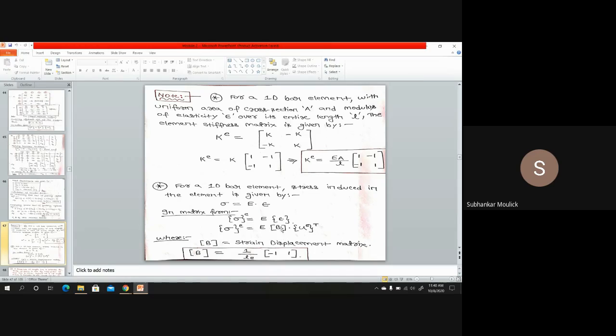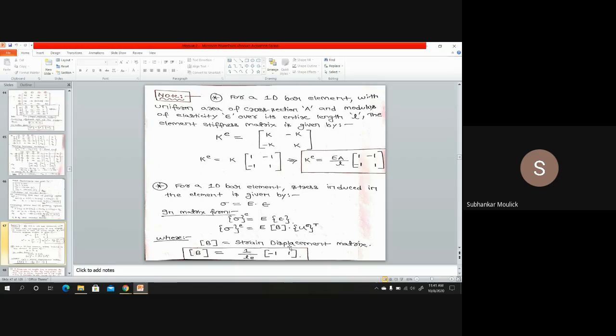What is this B matrix? This also I told in the last class. This B matrix is nothing but the strain displacement matrix. How this matrix comes about, we will discuss in the fourth module. For the time being, in order to solve the problem, just remember this relation.